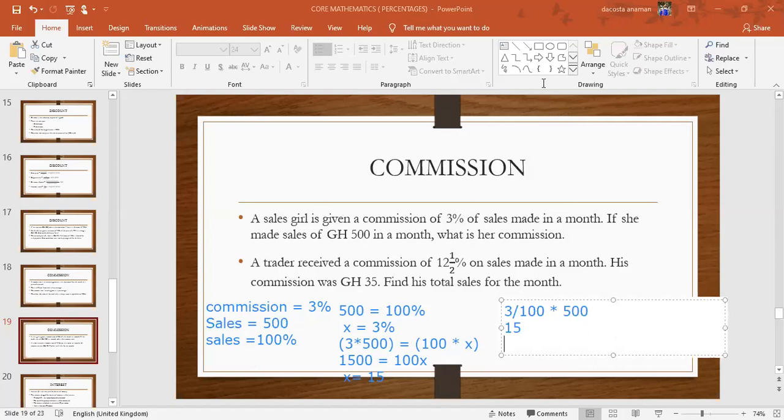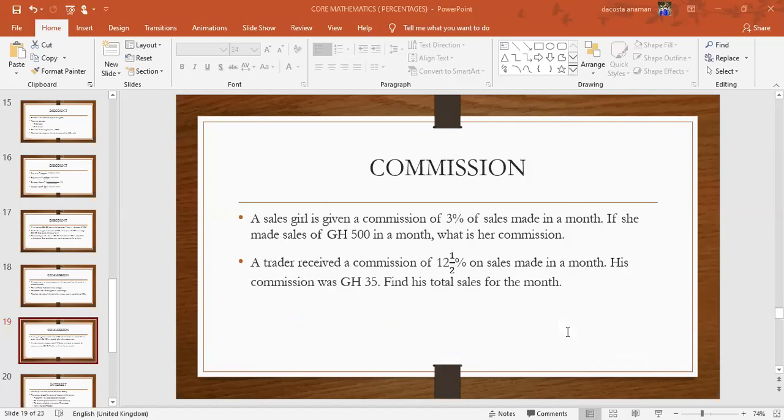So now the last question is yours. A trader received a commission of 12.5% on sales made in a month. The commission was 35 Ghana cedis. Find his total sales for the month. Find his total sales for the month. Okay, so I'll be waiting.